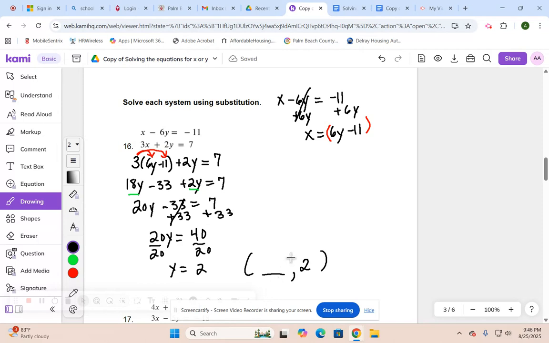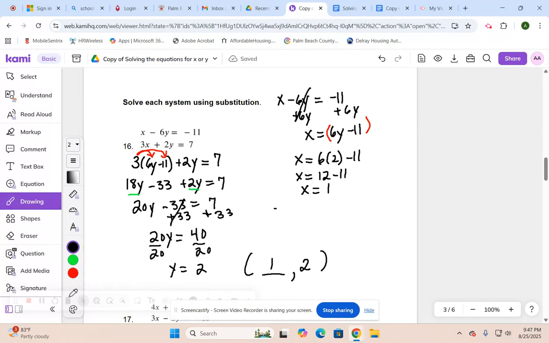Okay, to find x, I can go back to the first equation, or I can go back to this equation. These two are equivalent, just in different forms. So I can go back to this one here. To find x, I need to replace y with 2 because that's the value of y. That's what we found. So let's do that. X equals 6 times 2 minus 11. So x equals 12 minus 11. That means x equals 1. So then our x value is 1. But again, there's so many opportunities for mistakes, you want to make sure to check your answer.